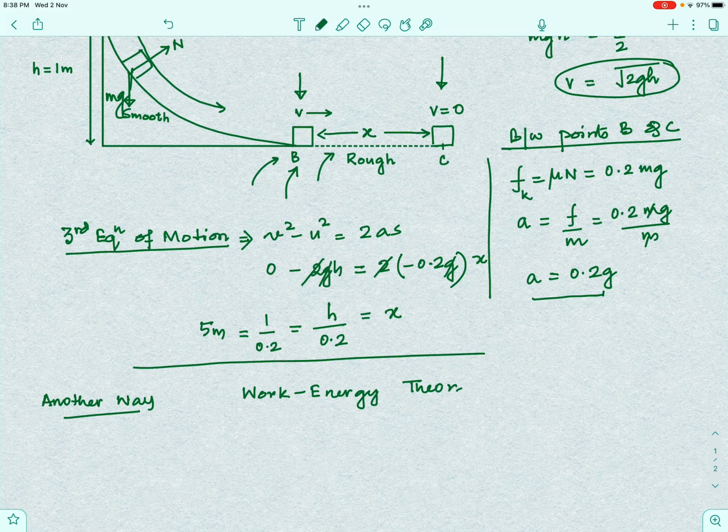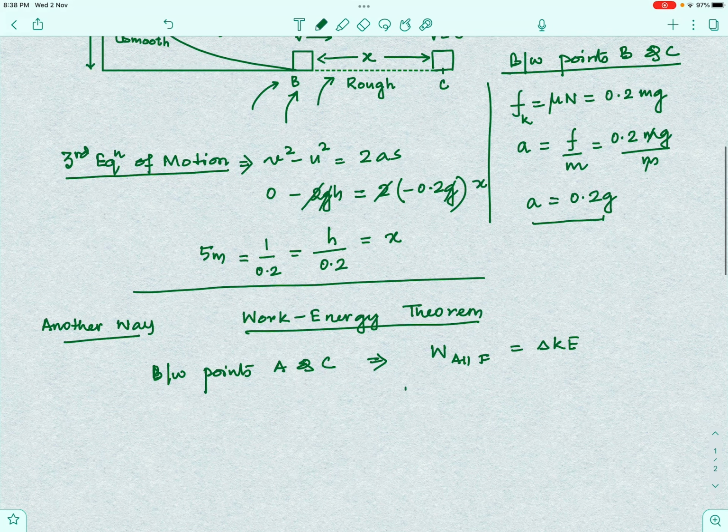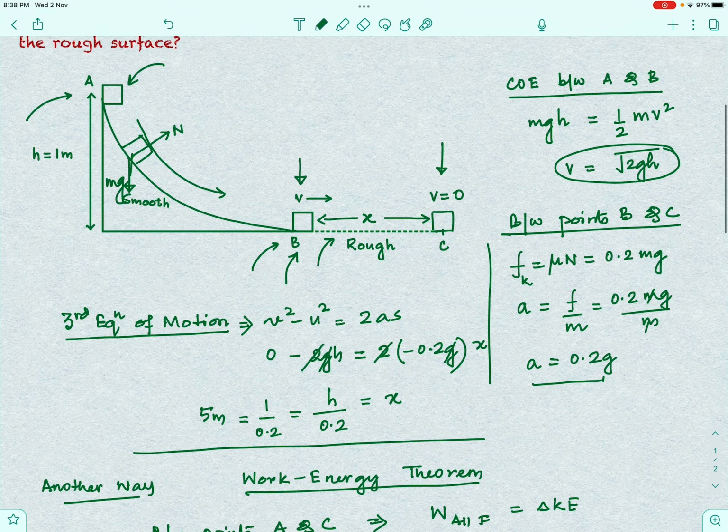And here we say that we are using it between the points A and C directly, where we say that the work done by all forces is equal to the change in kinetic energy of the block. Between the points A and C, the work done is by gravity between the points A and B, plus the work done by friction between the points B and C, and this should be equal to the change in kinetic energy between the points A and C.